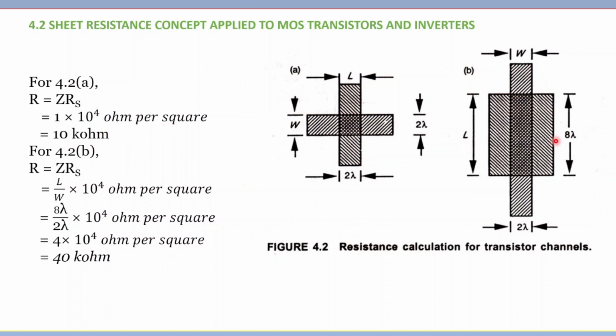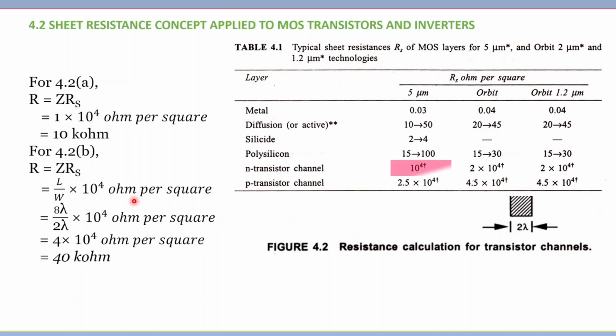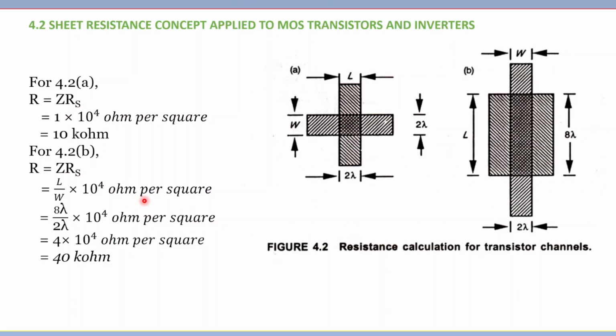Similarly, the resistance for this transistor is R equal to Z into Rs, where Z is equal to L by W. In this transistor, L is 8 lambda and W is 2 lambda. So Z is L by W, which means 4, and Rs is 10 to the power 4 ohm per square from the table. Hence the resistance for this transistor is 4 into 10 to the power 4 ohm per square, or 40 kilo ohm.